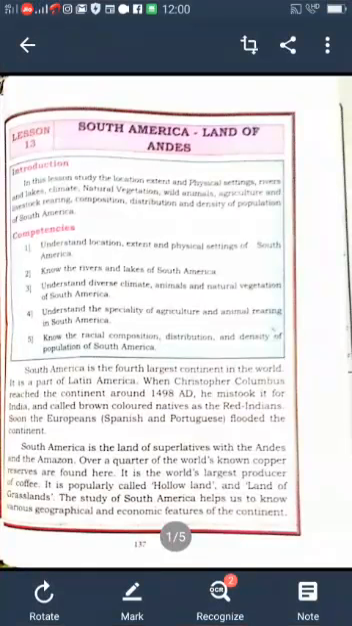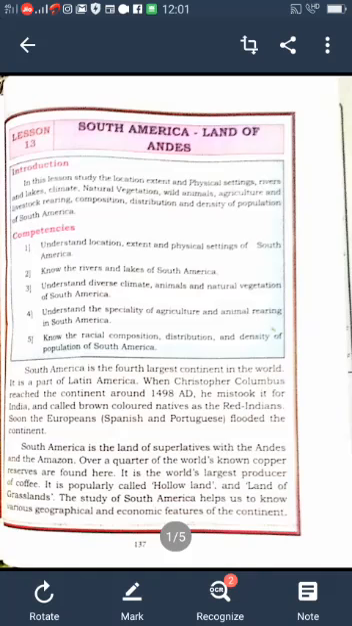extent, physical settings, rivers and lakes, climate, natural vegetation, wild animals, agriculture, livestock rearing, composition, distribution and density of population of South America. You learn all these things in this lesson, and the competencies are: understand the location, extent, physical setting of South America. Now the rivers, which are the rivers and lakes of South America.